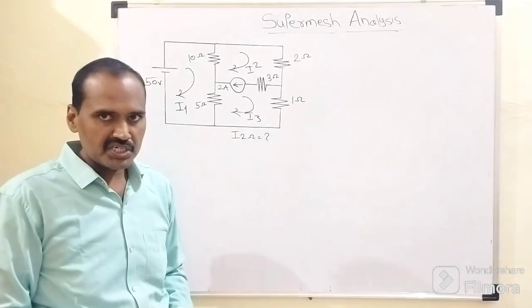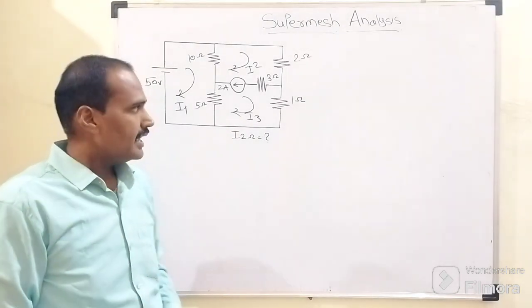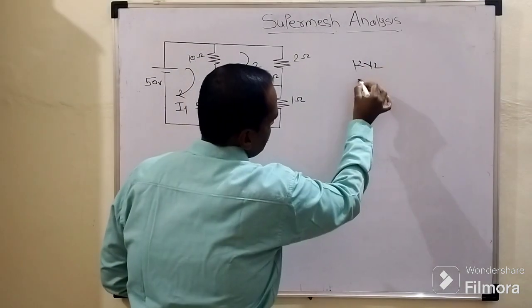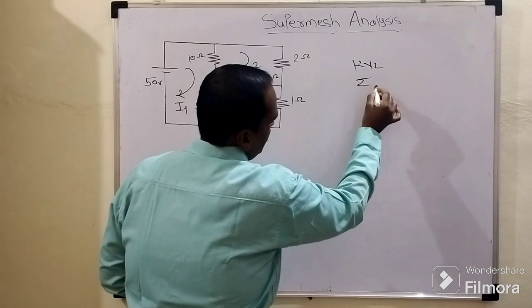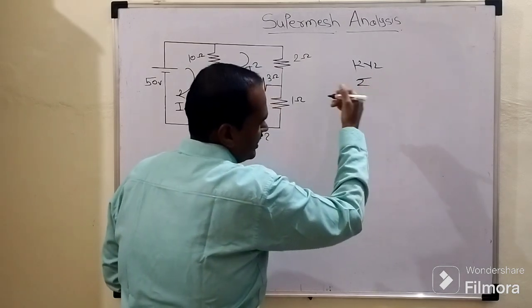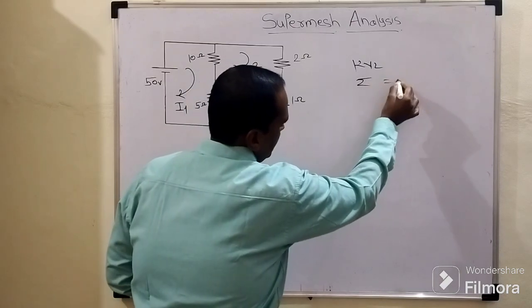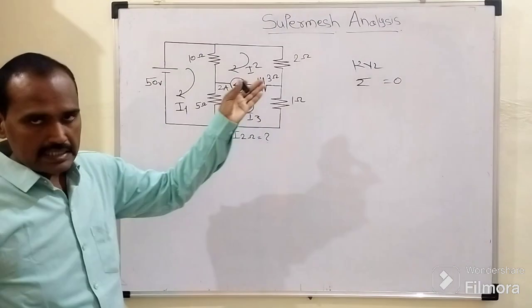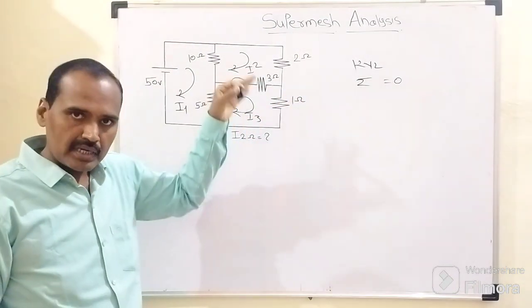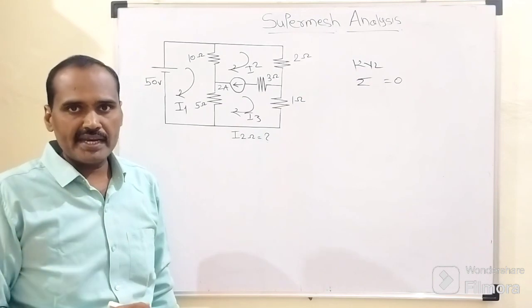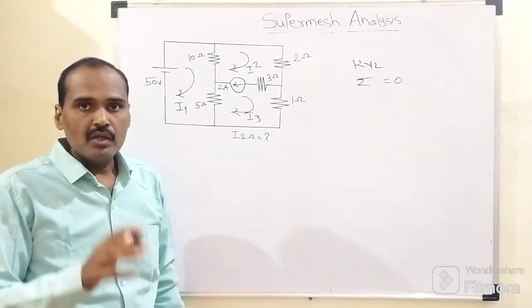Similar to mesh analysis, we apply Kirchhoff voltage law. KVL says that the algebraic sum of the ohmic drops of all elements associated with a closed conducting path is equated to 0. This is the basic logic behind Kirchhoff voltage law.